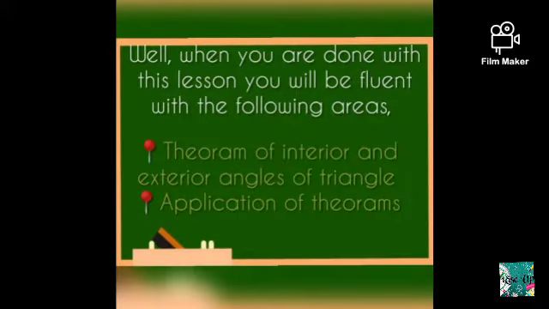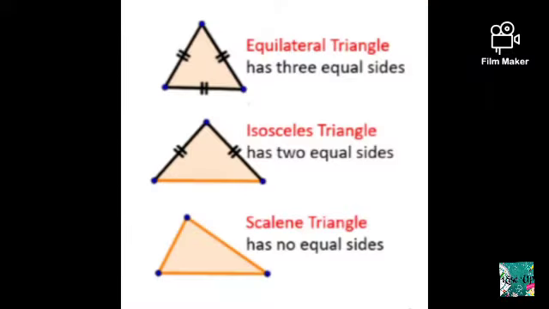When you're done with this lesson, you will be fluent with the following areas: the theorems of interior and exterior angles of a triangle and how to apply those theorems. So let's see the three types of triangles: equilateral, isosceles and scalene. What is an equilateral triangle? When a triangle has all three sides equal, it is called an equilateral triangle. Isosceles triangle means when two sides of a triangle are equal. Scalene triangle means when no sides are equal.